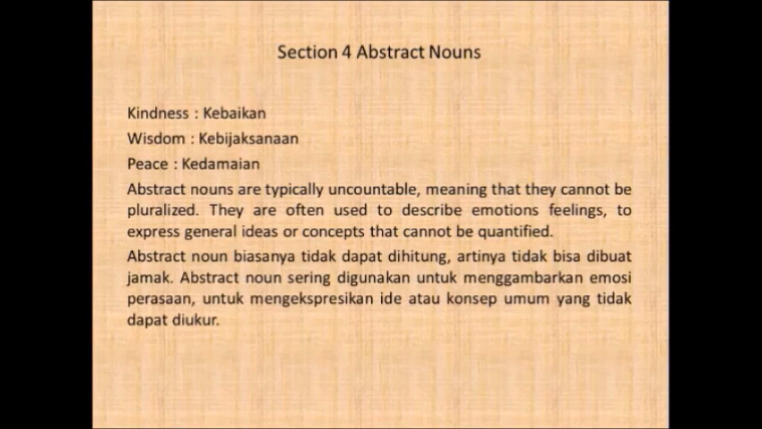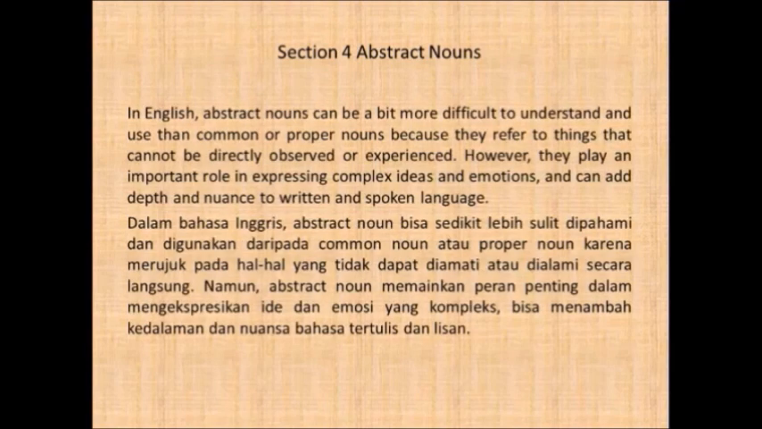Abstract nouns are typically uncountable, meaning that they cannot be pluralized. They are often used to describe emotions and feelings, or to express general ideas or concepts that cannot be quantified. In English, abstract nouns can be a bit more difficult to understand and use than common or proper nouns because they refer to things that cannot be directly observed or experienced. However, they play an important role in expressing complex ideas and emotions, and can add depth and nuance to written and spoken language.